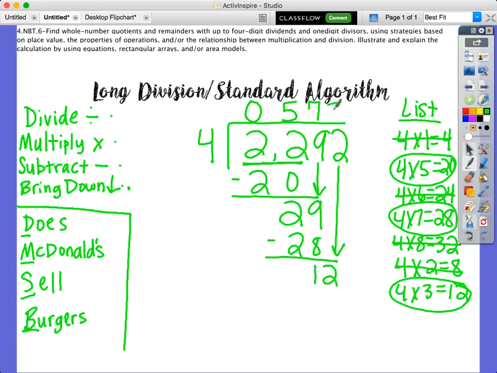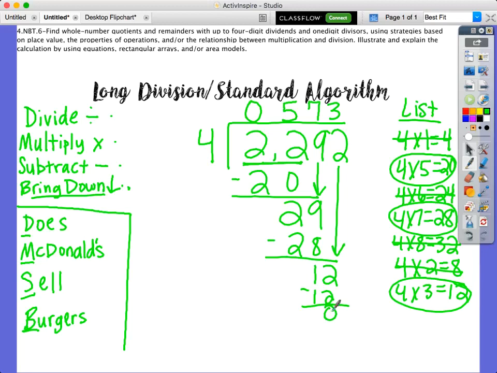We place the 3 above the 2. We multiply. 3 times 4 is 12. We subtract, and we get 0. There's nothing else to bring down. If this number is 0 or less than 4, then we know we do not have a remainder. The quotient for 2,292 divided by 4 is 573.